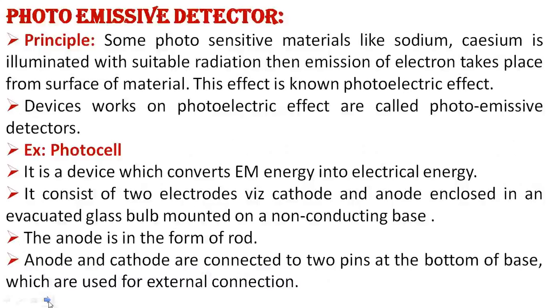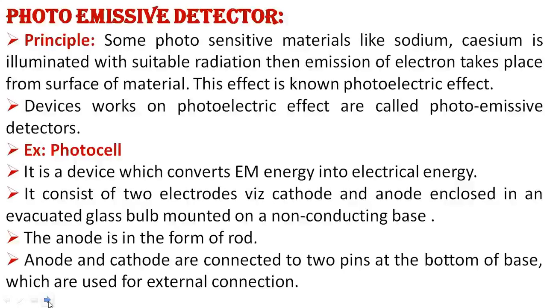The photoemissive detector and its principle: when some photosensitive material like sodium or potassium is illuminated with suitable radiation, emission of electrons takes place from the surface of the material. This effect is known as the photoelectric effect. Devices that work on the photoelectric effect are called photoemissive detectors. Example, photocell. It is a device which converts electromagnetic energy into electrical energy. It consists of two electrodes, cathode and anode, enclosed in an evacuated glass bulb mounted on a non-conducting base.